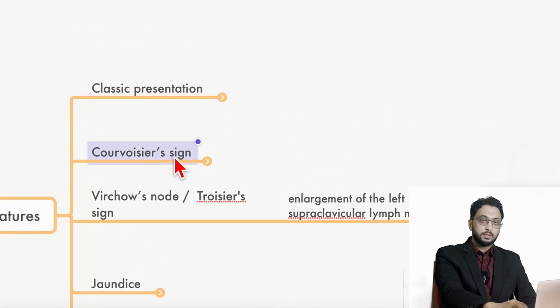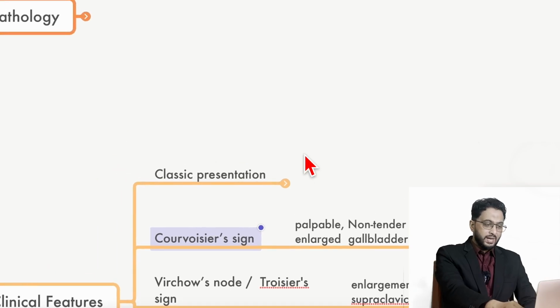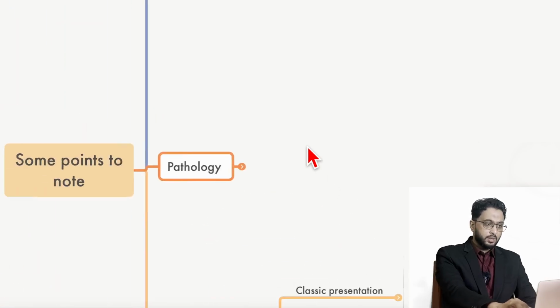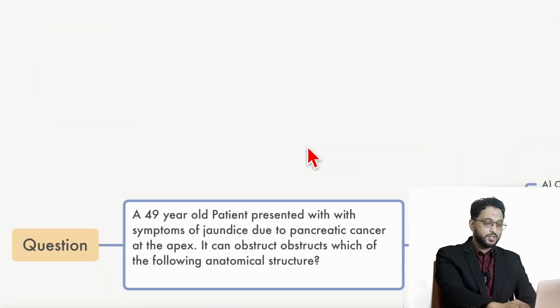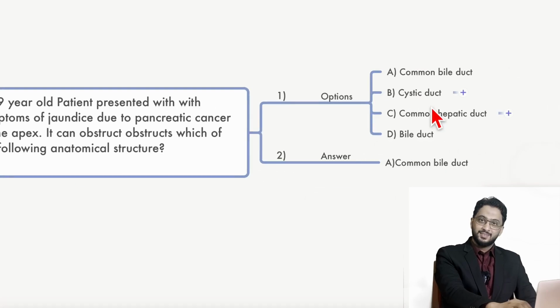Then, as I've told you, there is the Courvoisier sign, which is your gallbladder being palpated. So I think with that we can end this particular session. Just to refresh the question: a 49-year-old patient presented with symptoms of jaundice due to pancreatic cancer. You know why: a pancreatic cancer in the head can obstruct your common bile duct. So that is the answer for this.